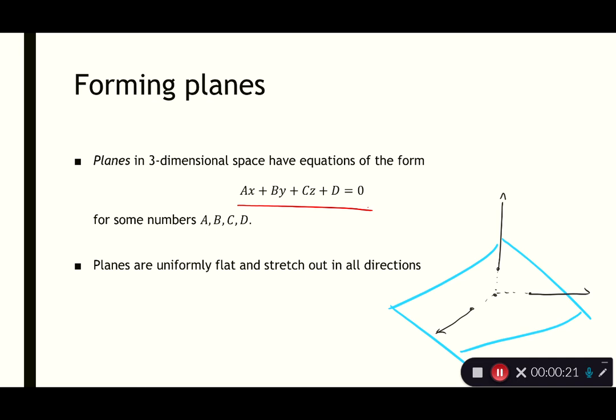It's ax plus by plus cz plus d is equal to 0 for some real numbers a, b, c, and d. So 3x plus 2y plus 5 is equal to 0 could be the equation for a plane. Or sometimes you see people write it with the constant on the other side, and that's fine. It describes the same thing, but for convenience we often move everything over to one side, like so.